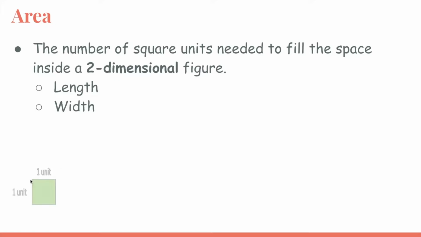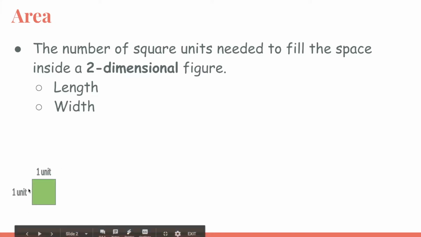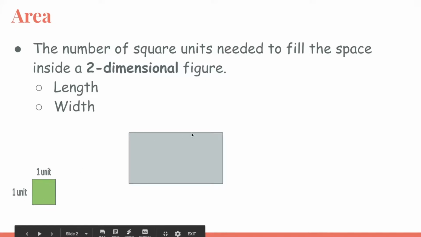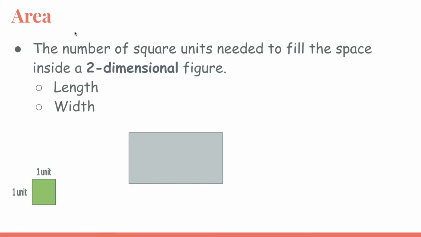So let's say I had a length of 1 unit and a width of 1 unit. This would be 1 square unit. So this is my two dimensions. I got my length and my width of 1 unit, and this is 1 square unit. All right, so if I wanted to find out how many of these square units would fit inside here, that'll tell me the area, because the area is the number of square units needed to fill this two-dimensional space.